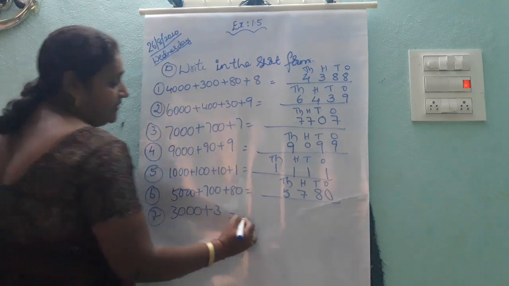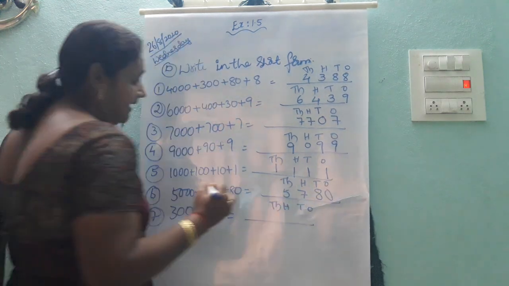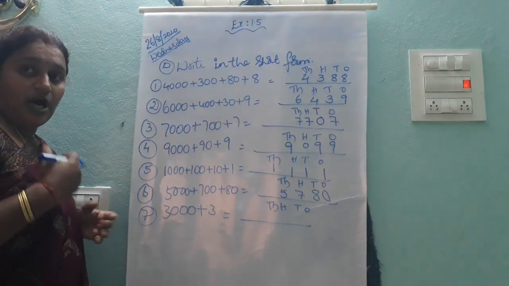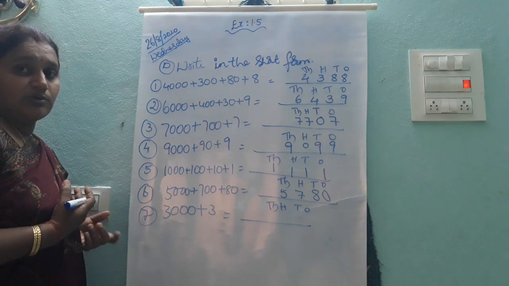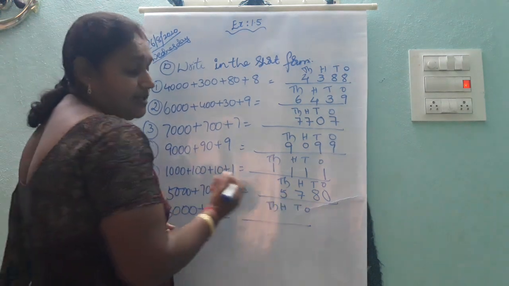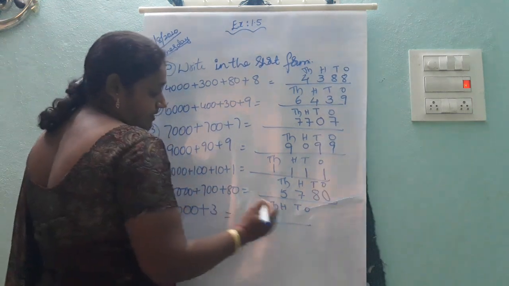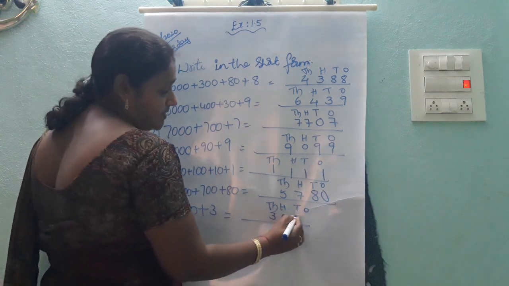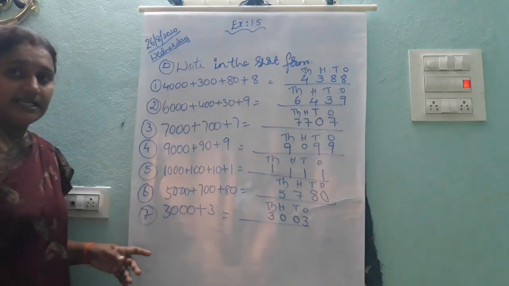3000 plus 3. If they give it like this, some of the students will write it as 33 or 303. They don't get the idea of how many zeros they have to put. So for that purpose I am saying to keep the place values, children. So how will you write 3000? Next, hundreds and tens place values were not given. Keep zeros at those places. 3 ones, 3.